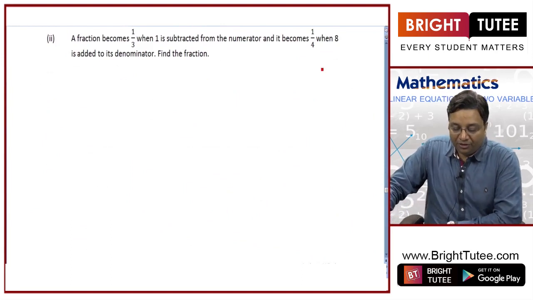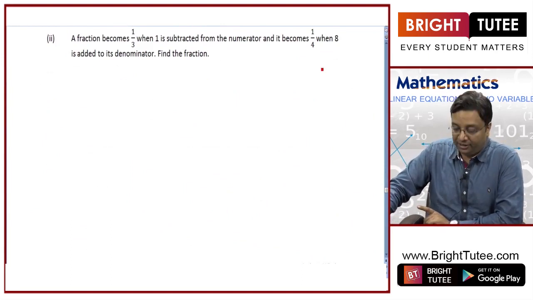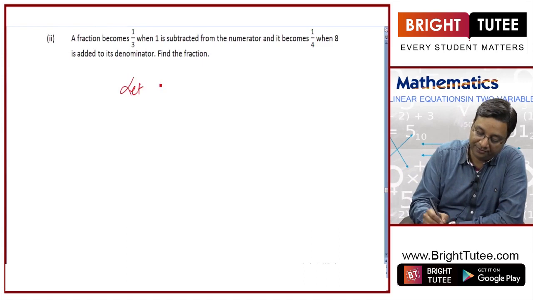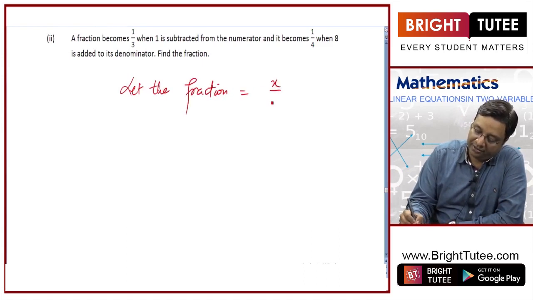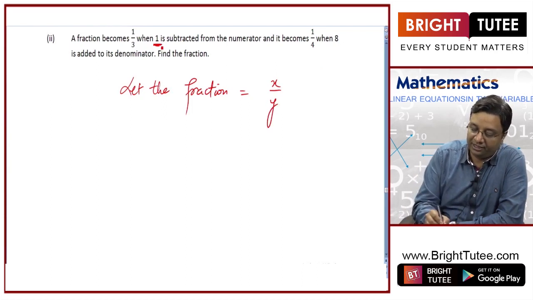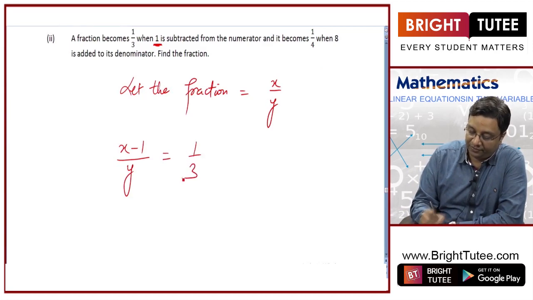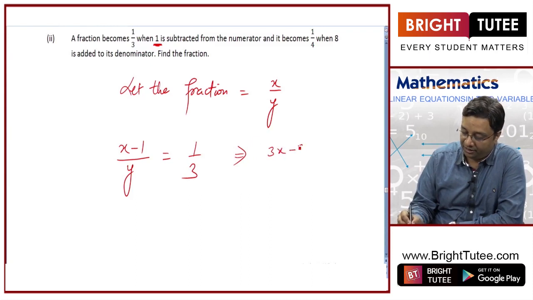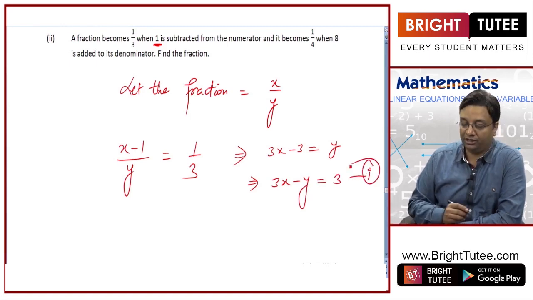A fraction becomes 1 by 3 when 1 is subtracted from the numerator, and it becomes 1 by 4 when 8 is added to its denominator. Find the fraction. Let the fraction be x divided by y. Now, if 1 is subtracted from the numerator, x minus 1 by y will become 1 by 3. This should give me my first equation: 3x minus 3 is equal to y. Hence, 3x minus y is equal to 3. And this is my first equation here.